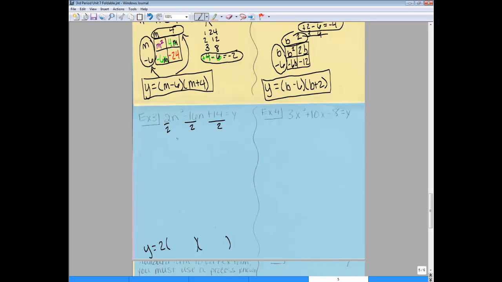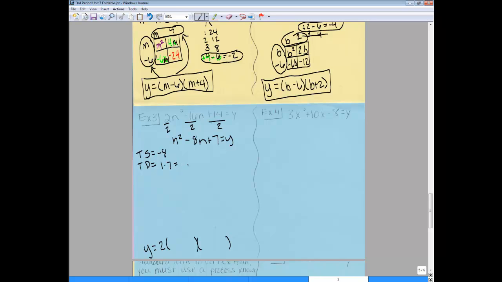So 2 divided by 2 is just 1. Negative 16 divided by 2 is negative 8. 14 divided by 2 is 7. This is a lot easier for us to deal with. So our target sum is now negative 8. Our target product is 1 times 7.